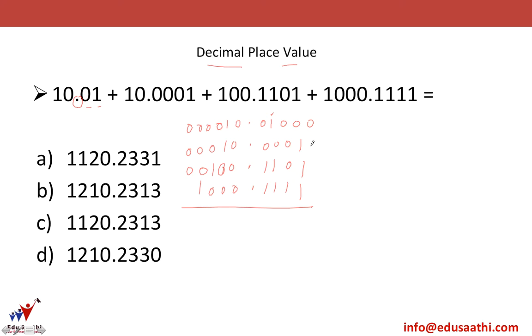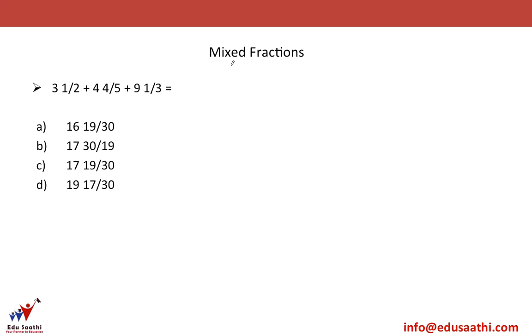So if we add, I have 3 here, I have 1 here, again I have 3, 2, we have a decimal point, 0, 2, 1 and 1. So the answer is 1120.2313. So this C part is the right option here. I am just discussing one question on this concept because I think that everybody of you is very comfortable with this. So let's move on to the next concept of mixed fractions.